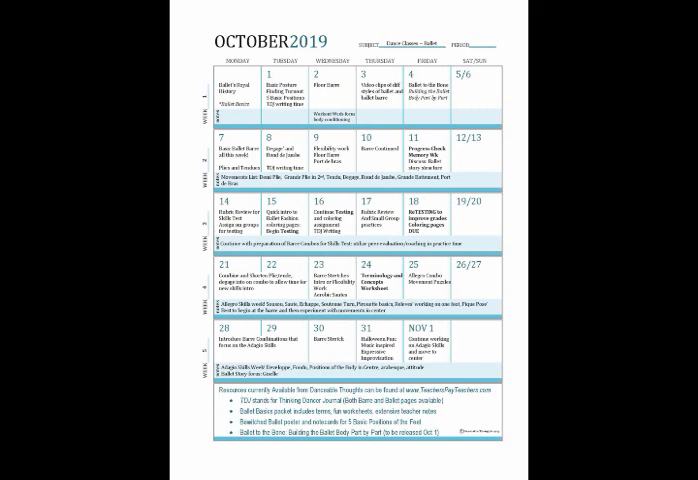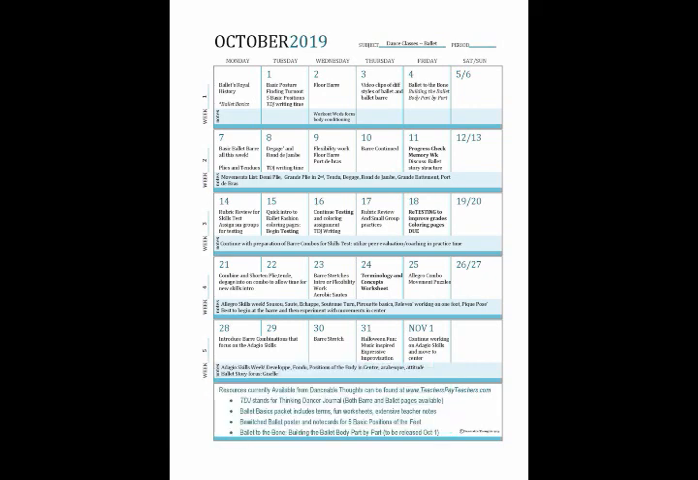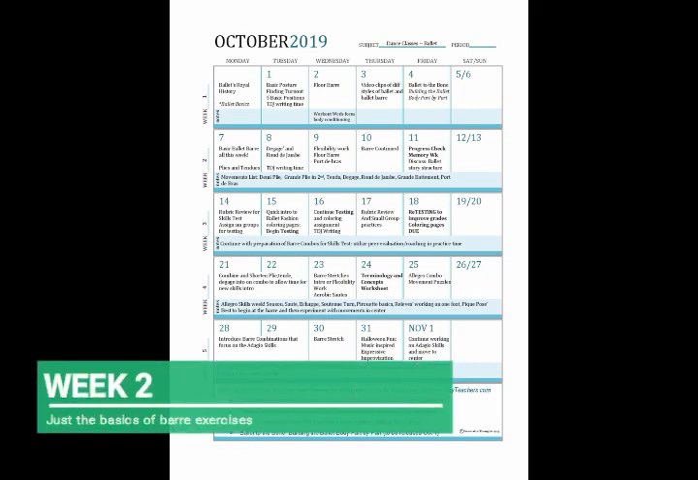So, the very first Friday is when I start the ballet to the bone, and we start talking about this crazy ballet skeleton that we work on and all the imagery and muscles that go with it. All of this information is something that you could easily test them over later in written form. When we go into week 2, that's when we actually start working at the ballet bar.